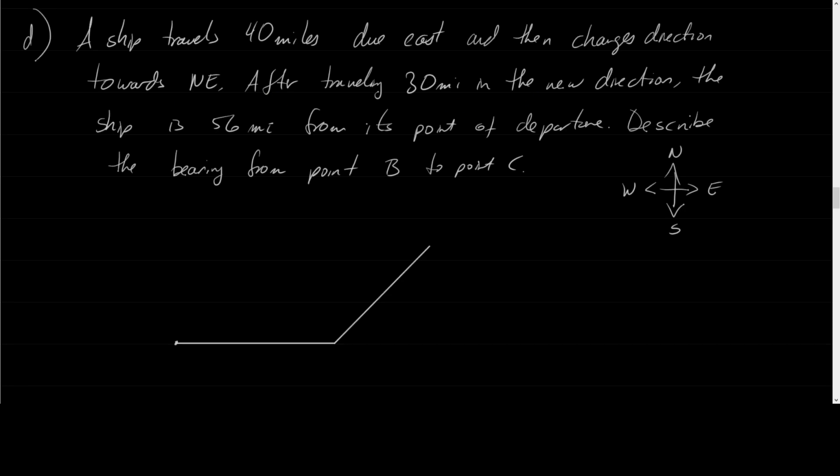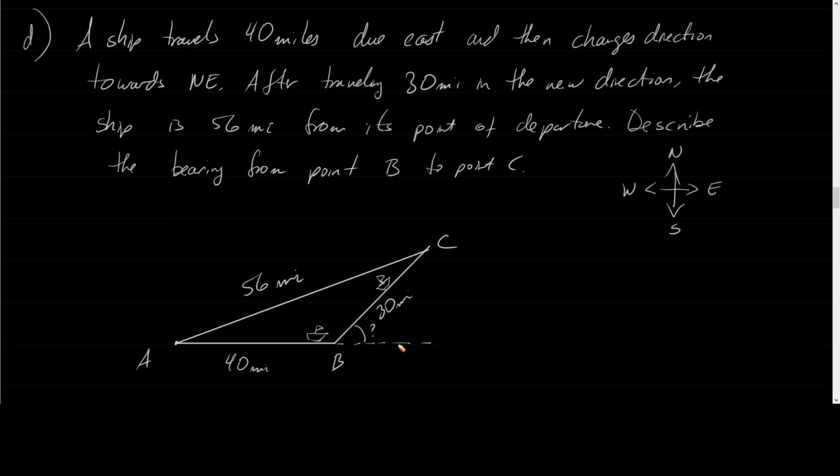And after traveling 30 miles, let's label this. First, this was 40 miles. Now it's traveled 30 miles. And now we know that after traveling 30 miles, the ship is 56 miles from its original point of departure. So that distance is going to be 56 miles. When it says describe the bearing from point B to point C, let's say this is point A, this is point B, point C. The ship was going straight out that way. Now it's going this way, right? So the question is, what is this angle and in what direction?